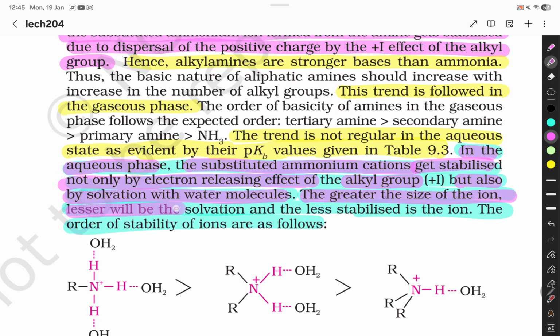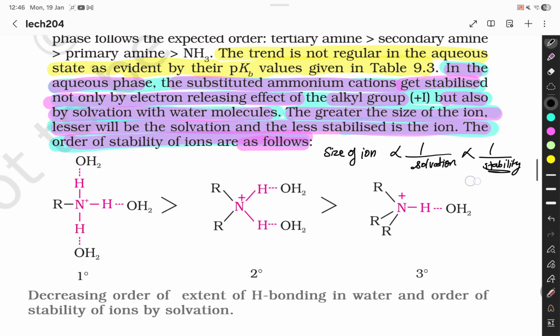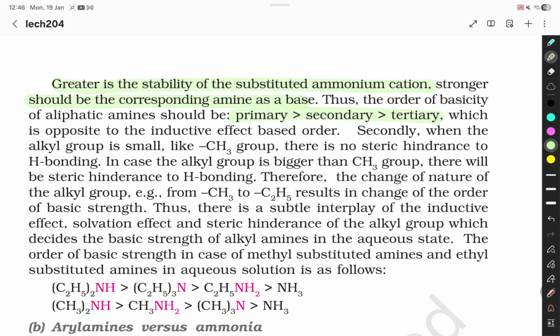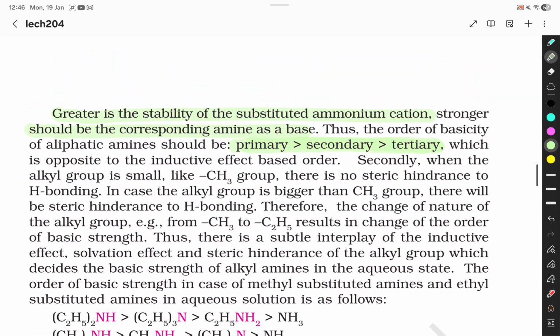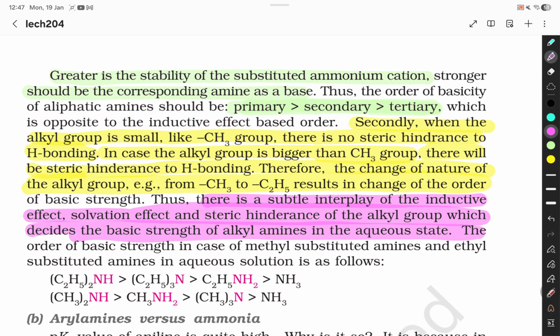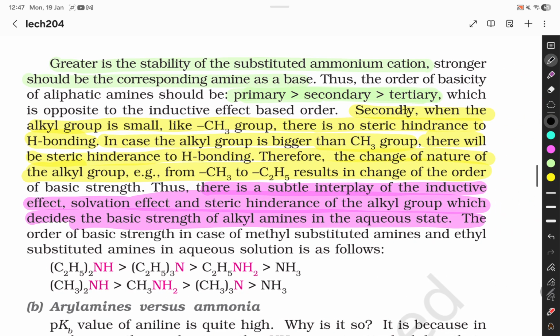The greater the size of the ion, lesser will be the solvation and lesser stabilized the ion is. Okay, so if solvation decreases, then stability will also decrease, but that can be caused by an increase in the size of the ion. Now they're proposing that it should be primary greater than secondary greater than tertiary, which is opposite, and only based upon the solvation enthalpy. So they have given some nonsense which they can obviously ask in assertion reasoning.